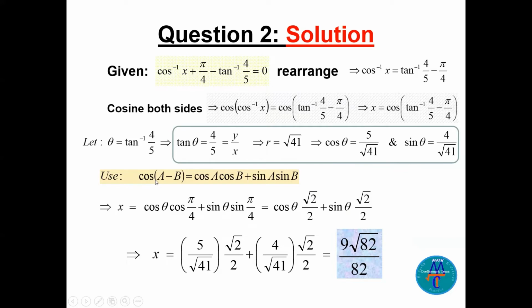Now I use the formula for cosine a minus b. See, this is cosine theta minus pi over 4, same as this formula, cosine of a minus b.